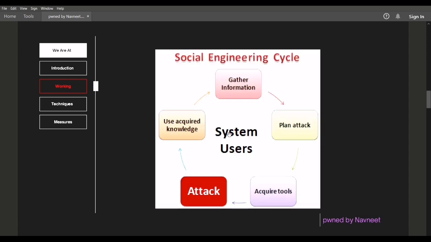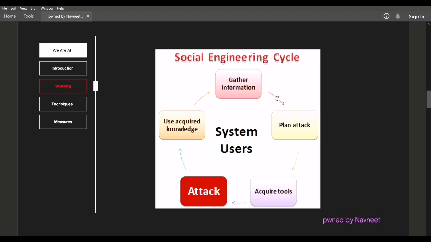This is the social engineering cycle, starting with gather information, planning attack, acquire tools, attack, and use acquired knowledge. These are the steps involved in the social engineering cycle. So the first one, gather information. This is the first stage. The attacker learns as much as he can about the intended victim. The information is gathered from the company website, other publications, and sometimes by talking to the users of the target system.